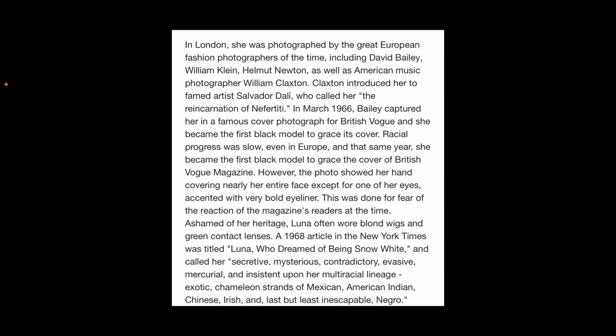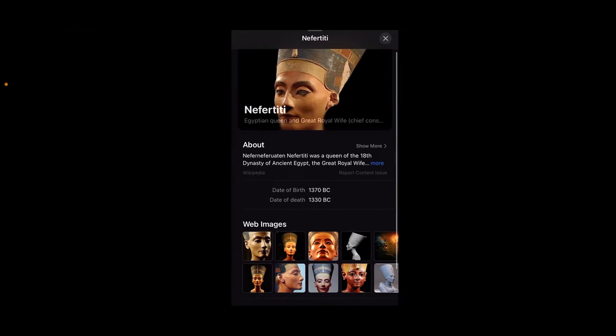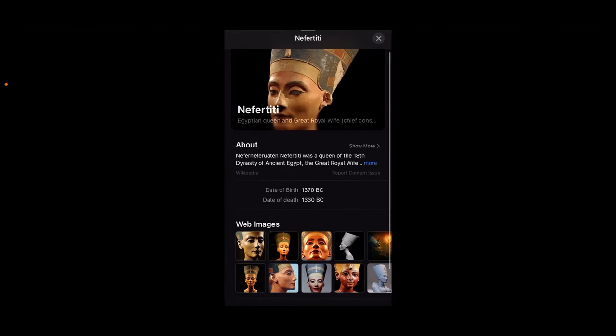the reincarnation of Nefertiti. Alright, so this is Nefertiti, an Egyptian queen and the great royal's wife, and she was around in 1370 BC and she died 1330 BC. It said her date of birth was 1370 BC and she died 1330 BC. I don't think that makes sense. Maybe they have that crooked, but that don't make sense anyway, but hey, I don't know.